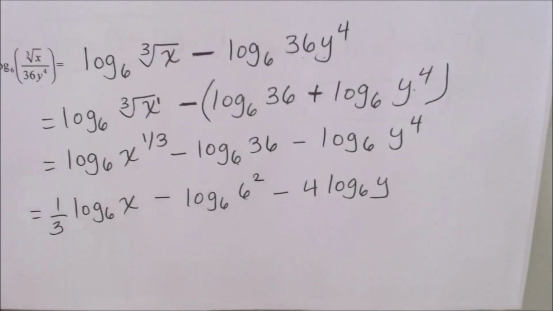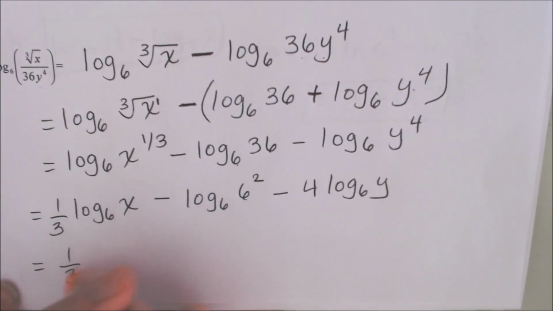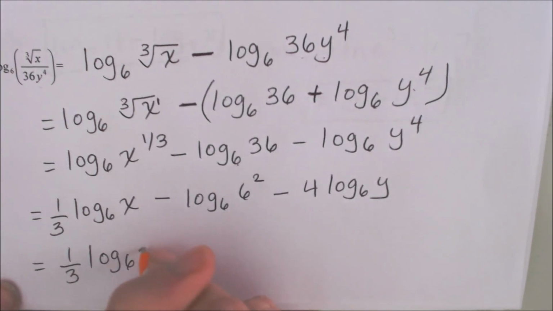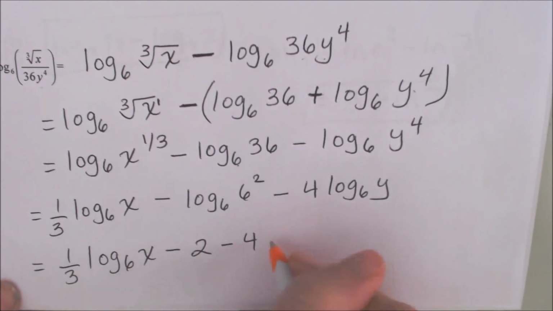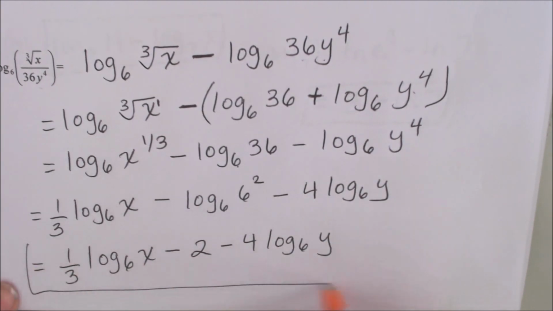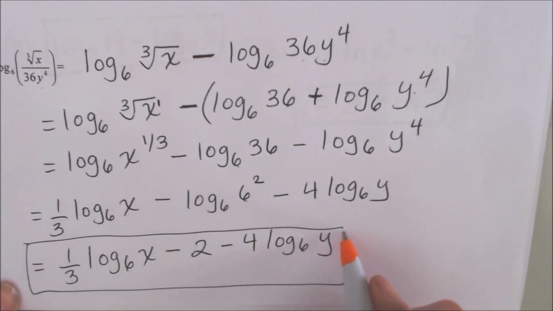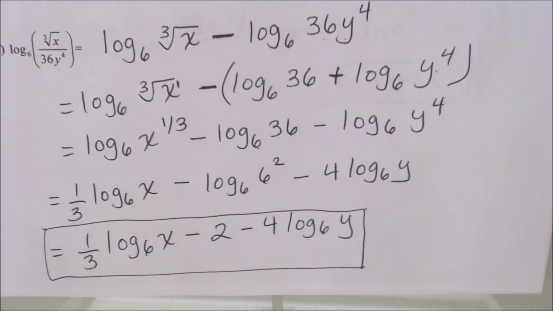Almost done. If you can simplify an expression into a number, that log base 6 of 6 squared can be simplified. What does that simplify to? So we have 1/3 log base 6 of x minus 2, right? Log base 6 of 6 squared simplifies to 2 minus 4 times log base 6 of y. And that's completely expanded. You can see we're not multiplying anything, we're not dividing anything, we're not raising anything to a power inside any of the logs.